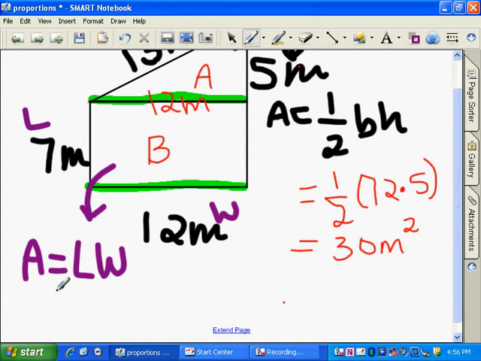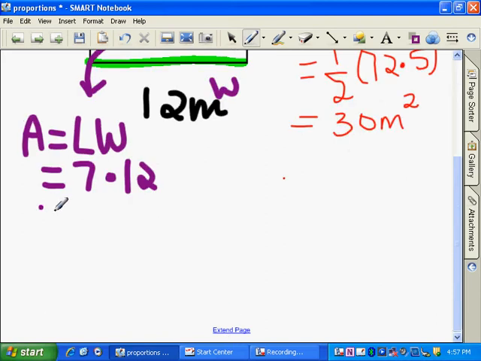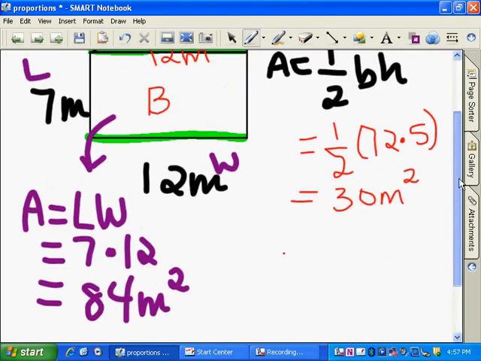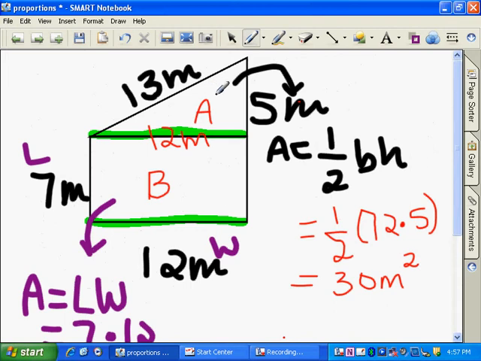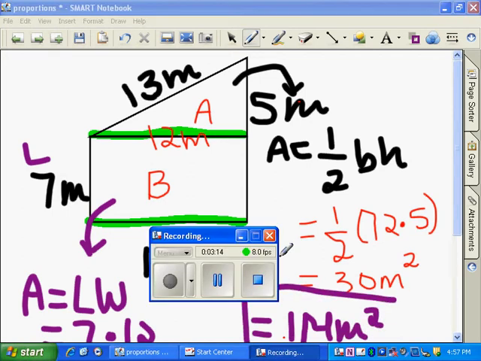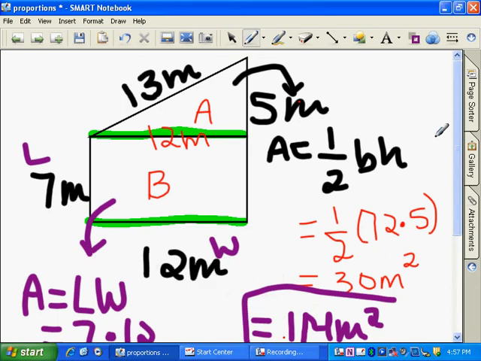So when I plug them into the formula, my length is 7 and my width is 12, and when I multiply them, I get a total of 84. So that means the rectangle has an area of 84 square meters. Because this piece is 84 and the triangle is 30, I add them together for a total of 114 square meters. So we have a total area of 114 square meters here.